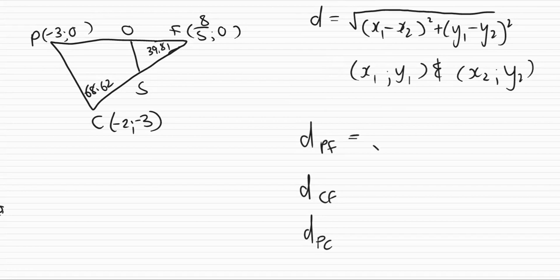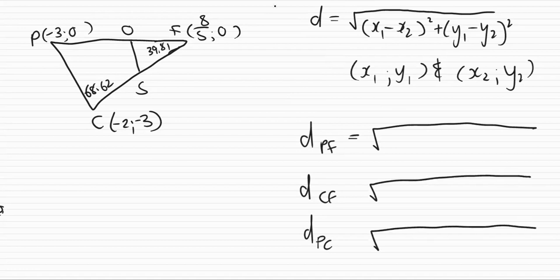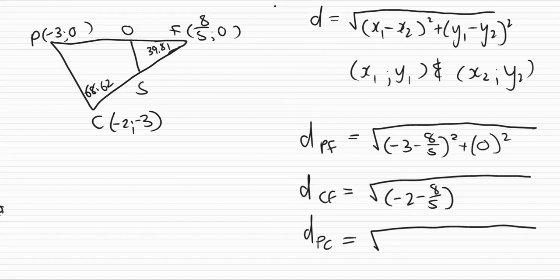So we're doing the distance formula. Let's start doing our 3 distances. Distance PF is -3 minus 8/5, that deals with our x's, squared, plus 0 minus 0, which is just 0, so 0 squared is still just 0. Our second distance is going to be distance CF. CF is -2 minus 8/5 squared plus -3 minus 0 squared.